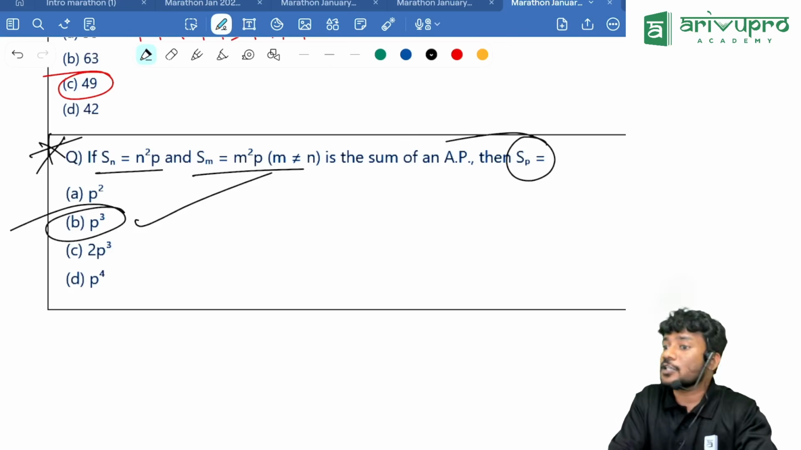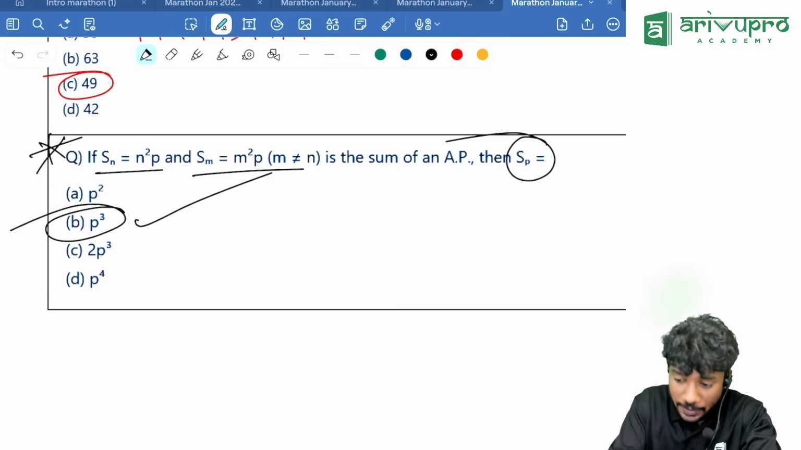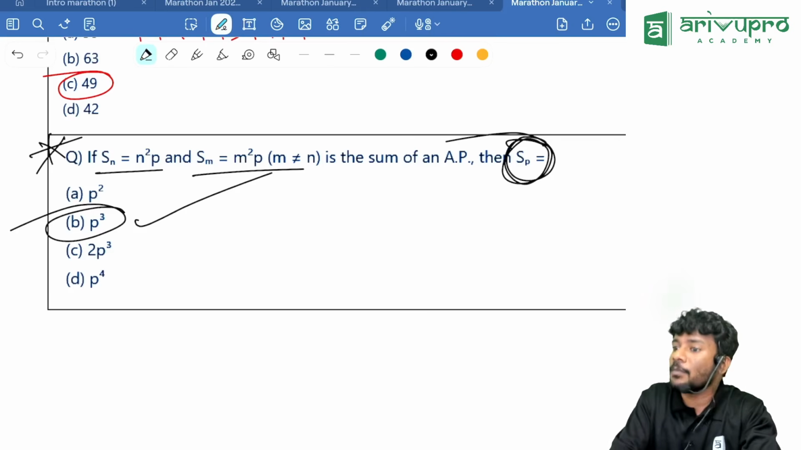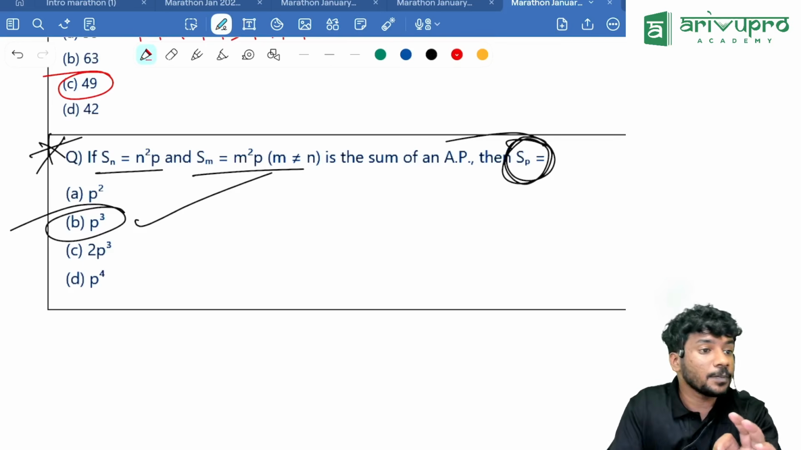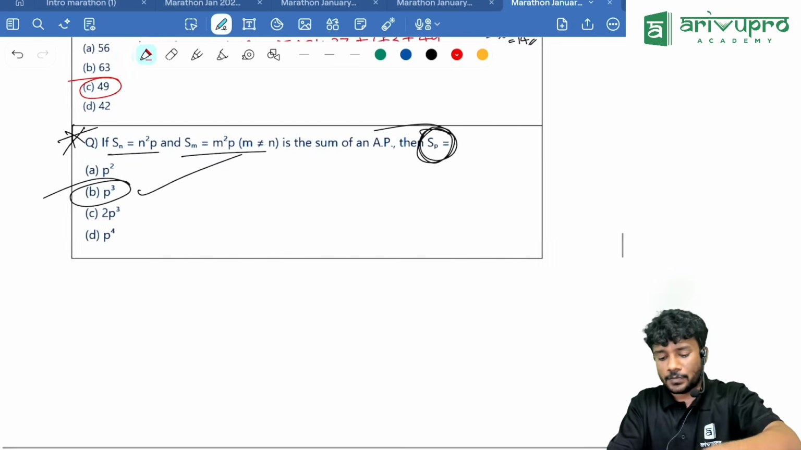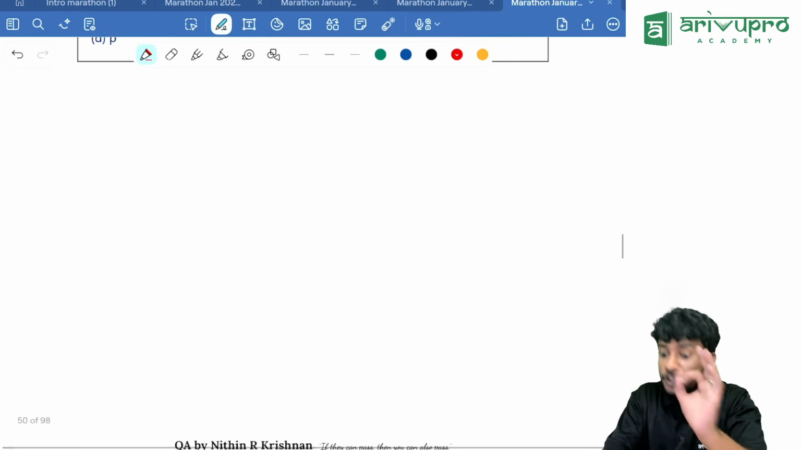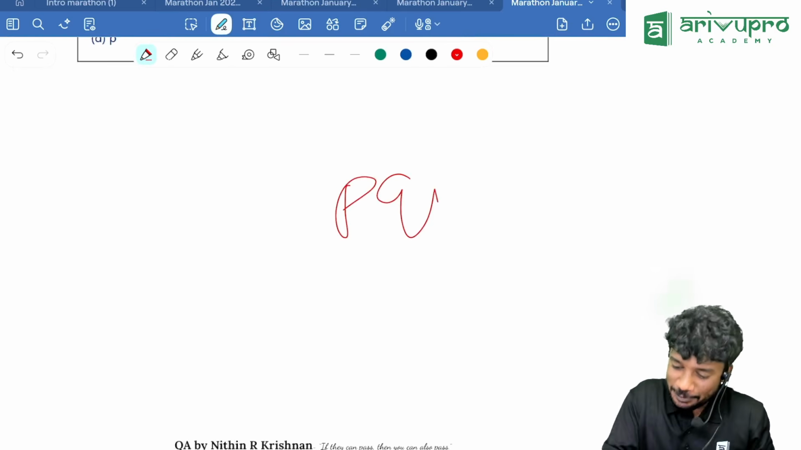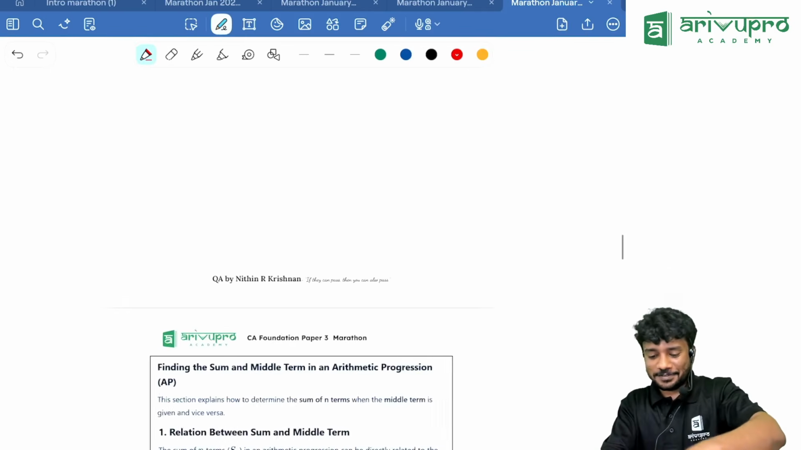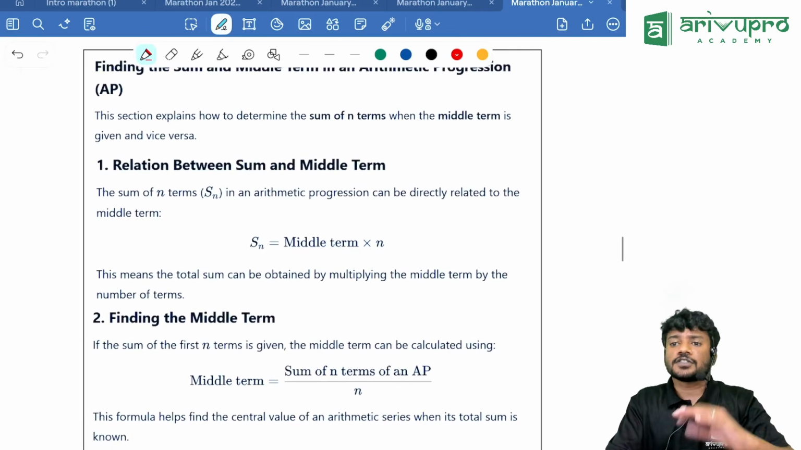If Sn is equal to n square p, Sm is equal to m square p, then Sp, the sum of p terms, will be equal to P cube. Previous year repeated question. Keep a note of it. That's all. P cube. P raised to 3. Make a note of it.